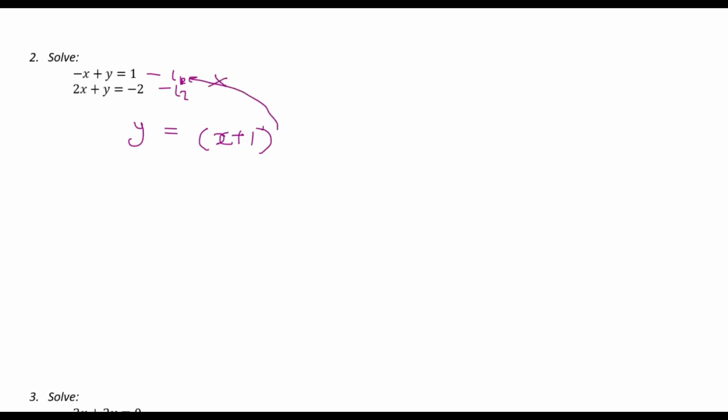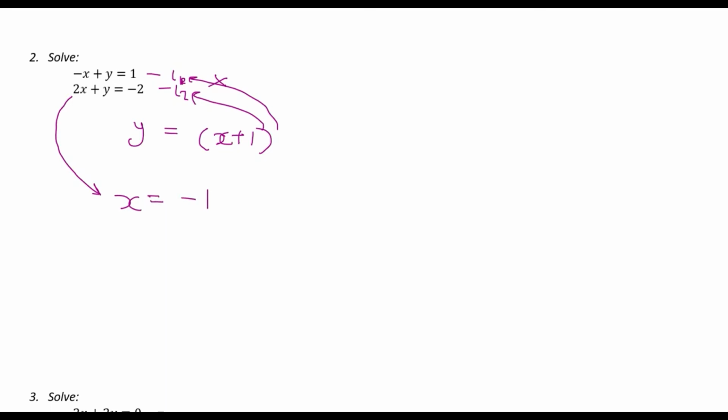I'm going to put this in equation 2. So in equation 2, once you put that in, what you're going to have is your x value after solving is going to be equal to -1, which is awesome.